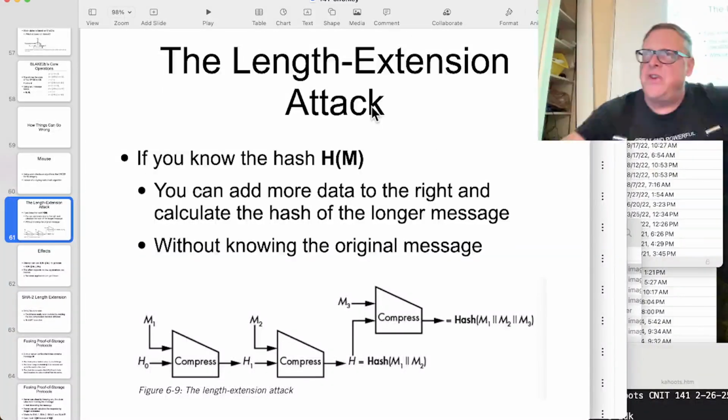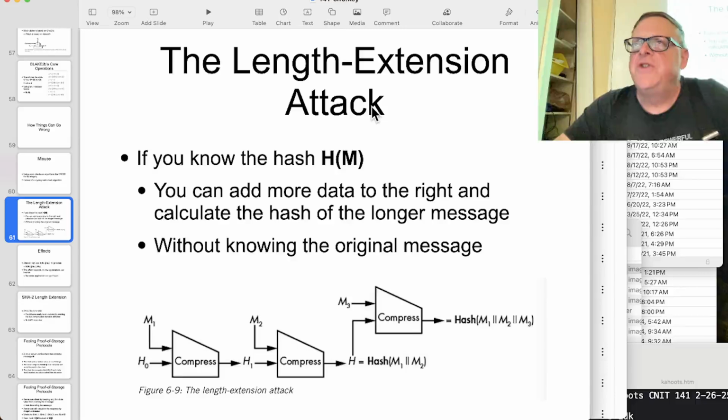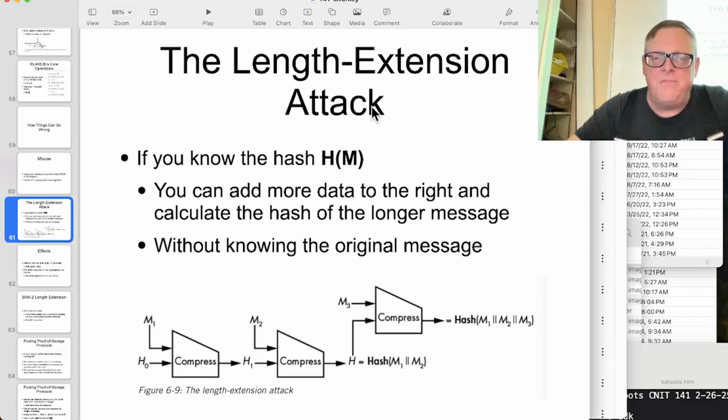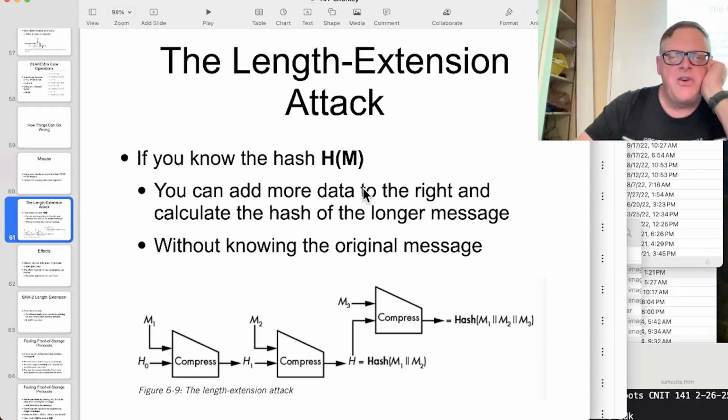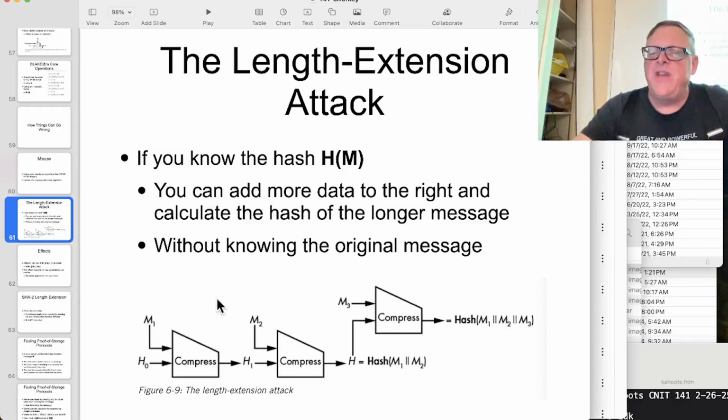Then there's the length extension attack, which is how the hash collisions are found in MD5 and SHA-1. If you know the hash of a message, you can add more data to the right. Remember, it goes by putting in a block of message and another block of message and another block of message. So if you put in a message that only fills 2 blocks and get the hash, you can add more to the end of it. So I can take 2, add more, and calculate the hash.